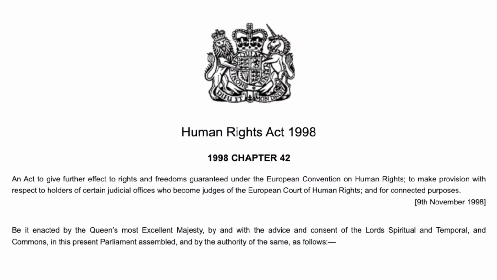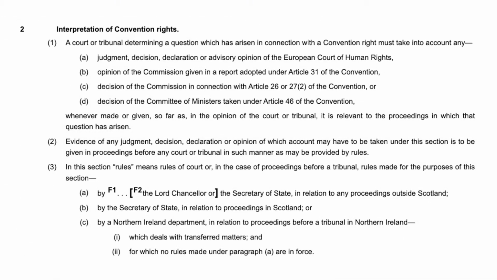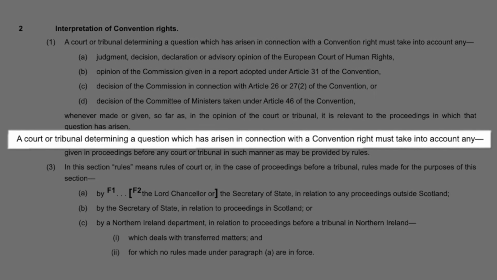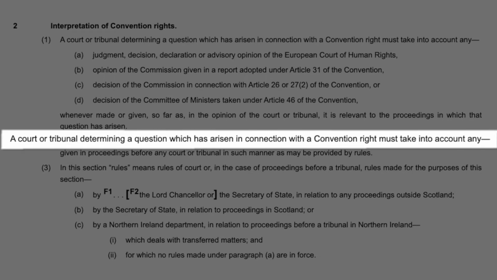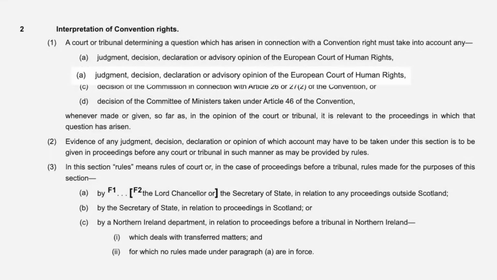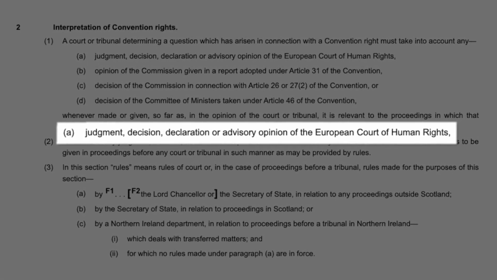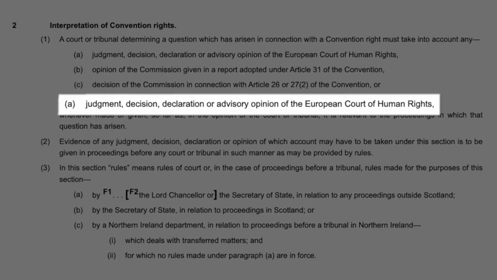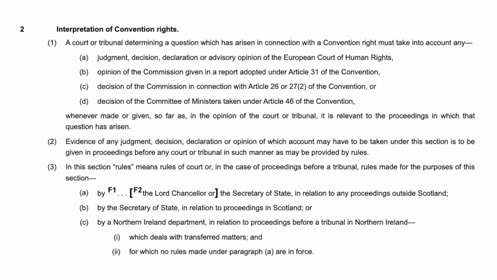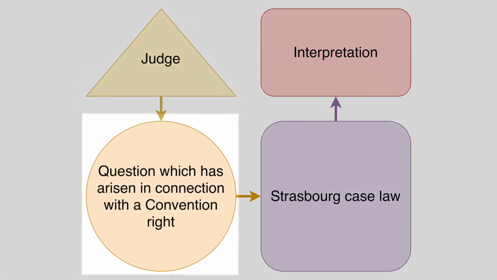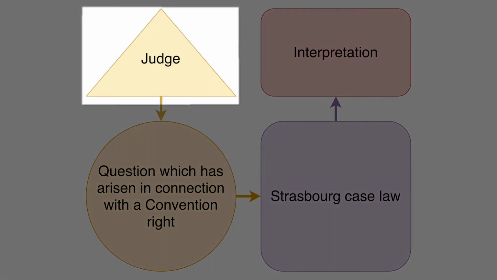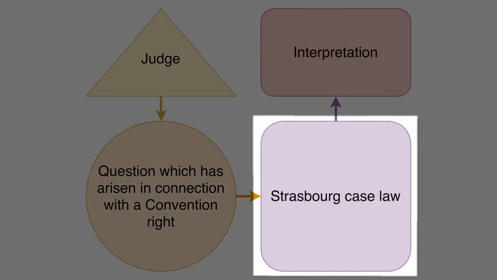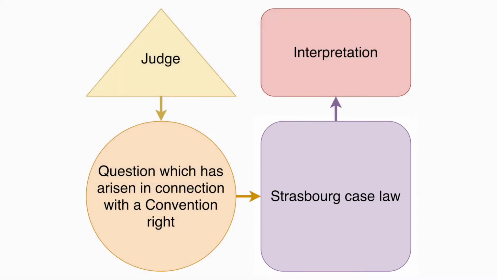Section 2 reads as follows. Interpretation of convention rights. A court or tribunal determining a question which has arisen in connection with a convention right must take into account any judgment, decision, declaration or advisory opinion of the European Court of Human Rights. So this means that if there is a question which has arisen in connection with a convention right, the judge must take into account Strasbourg case law before arriving at his interpretation.